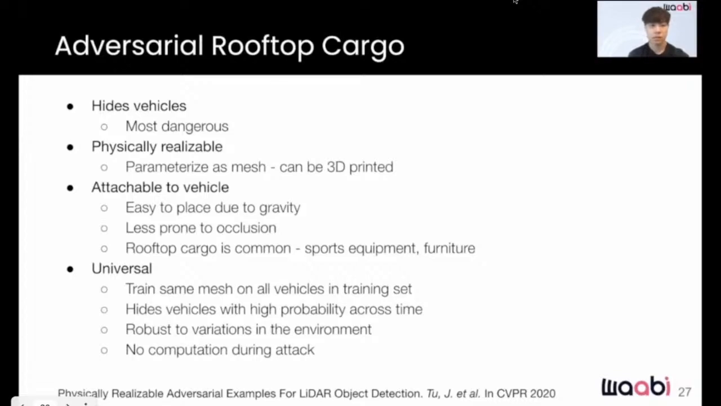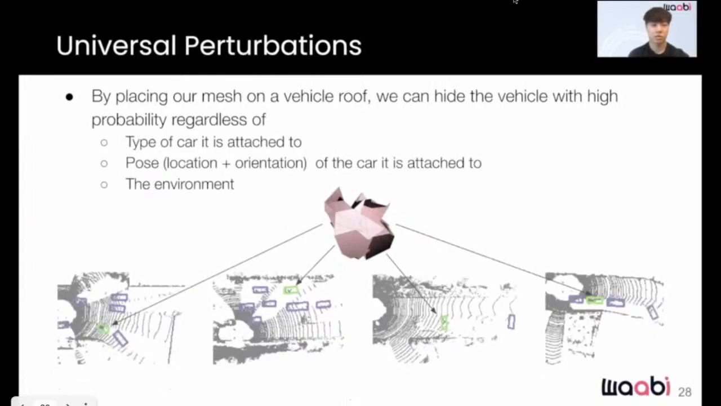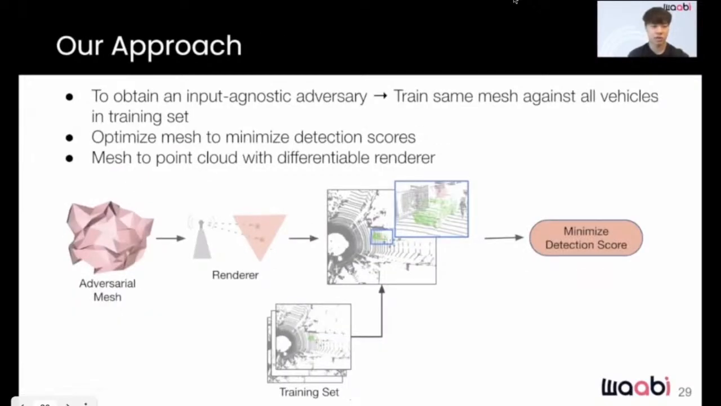By placing our adversarial mesh on a vehicle roof, we can hide the vehicle with high probability no matter what kind of car it is, what the pose is, and what the environment is. Note that our mesh is the same for all the vehicles. As shown in the illustration, the same adversarial mesh successfully hides 4 different vehicles at different positions in different scenes. Furthermore, with a single universal adversary for all inputs, no optimization is required during the attack. Therefore, we train to discover a single mesh that is an adversary against all vehicles in the training set. This makes the adversary input agnostic under the training distribution.